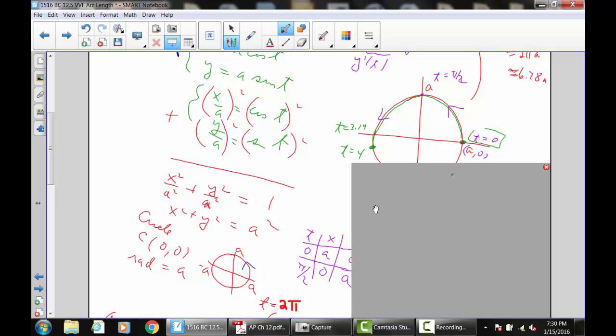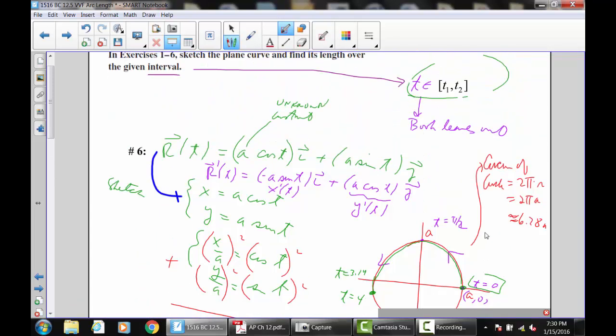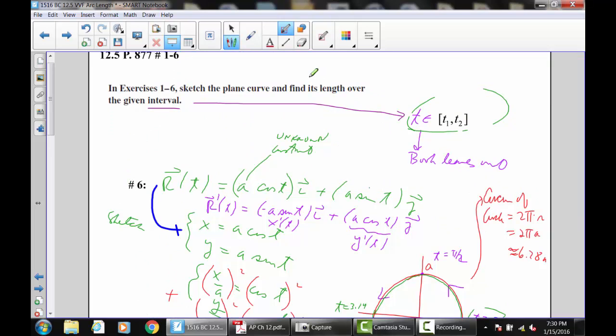And as far as the direction, you would do this right here. Let t go from 0 to pi over 2. It'll go from the point (a, 0) to the point (0, a). So, okay. Now, it's asking you for the arc length.